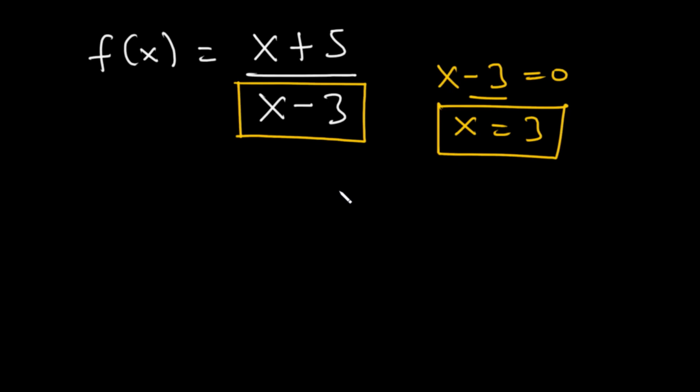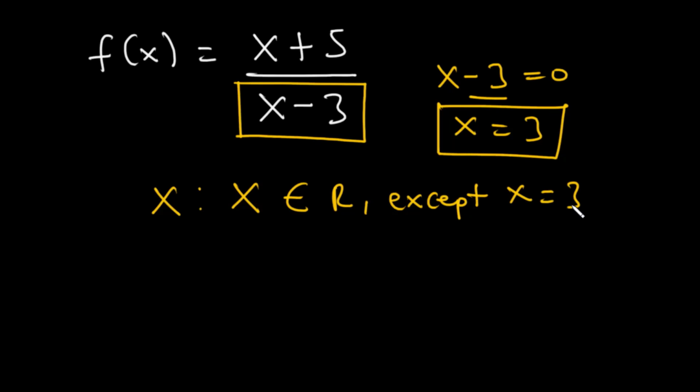So this means that the value of x that will make the denominator go to 0 is equal to 3, which means that the function is going to be undefined. So the domain for this function is going to be x such that x is the set of all real numbers except x is equal to 3, because when you put x is equal to 3 in the function, it's going to make the denominator go to 0, which means that the function is going to be undefined.